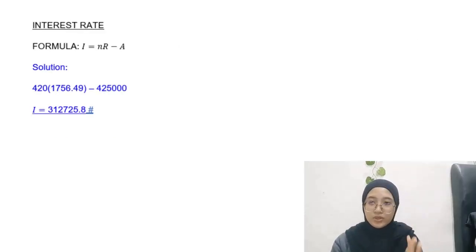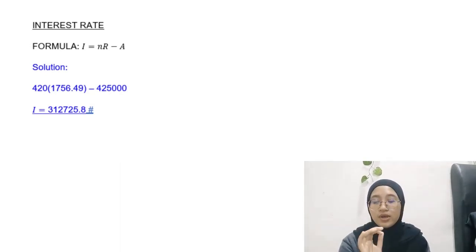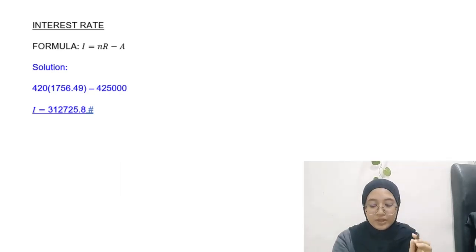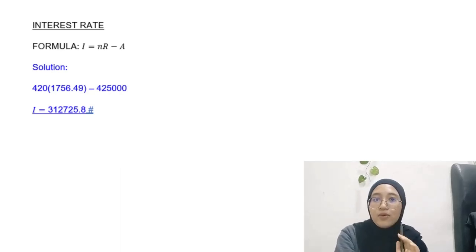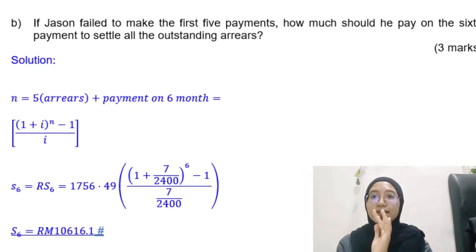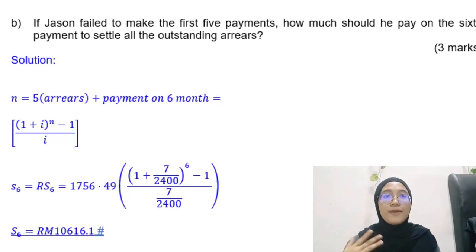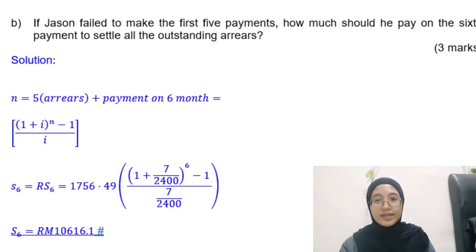For the interest, you can use the I formula: I equals nR minus A, which is 420 times 1756.48 minus 425,000 ringgit, and you will get the interest, which was 312,721.60. Question B: if Jason failed to make the first 5 payments, how much should he pay on the 6th payment to settle all the outstanding arrears?